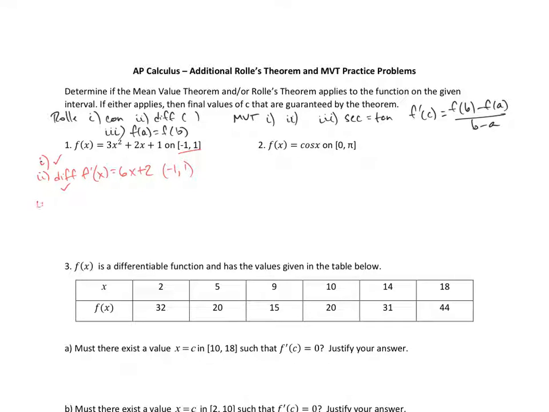So now step 3, I need to determine if f of a equals f of b. In this case, I'm given f of -1, and I plug -1 in, and I'll get 3 times -1 squared, which is 1, plus 2 times -1 plus 1, which will give me a value of 2. When I put in f of 1, I get 3 times 1 plus 2 times 1 plus 1, which is a value of 6. No, these are not the same, so Rolle's theorem in this case does not hold.